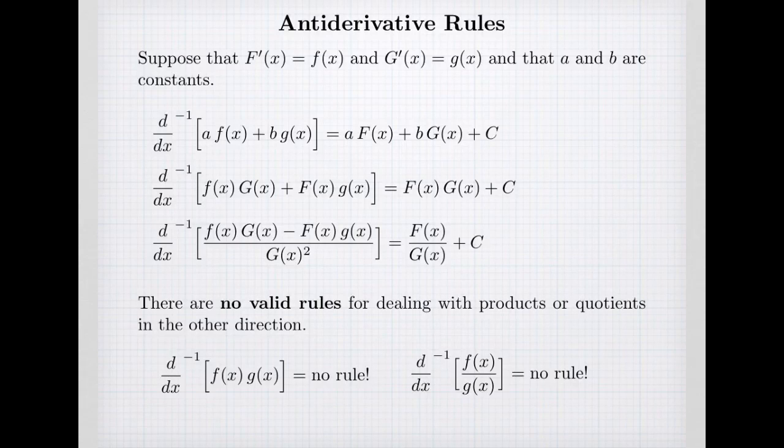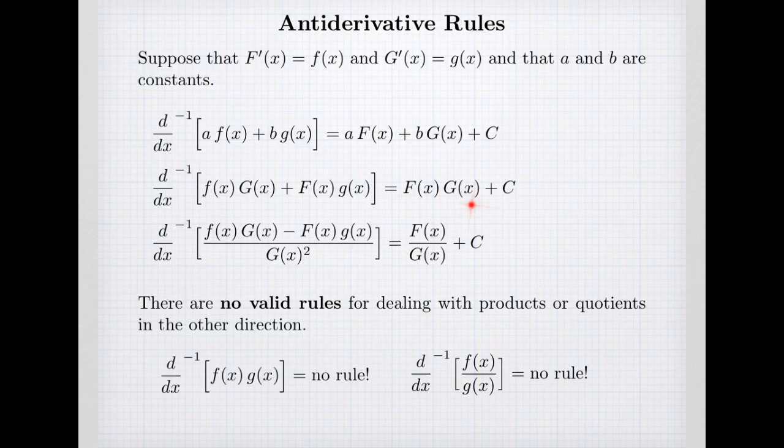So I just want to quickly summarize some basic tools that you can use. Every antiderivative rule comes from derivative rules. So we know how to take derivatives of sums. You just take the derivatives of the parts. And so if you see a sum in an antiderivative question, you can find the antiderivatives of the individual terms.